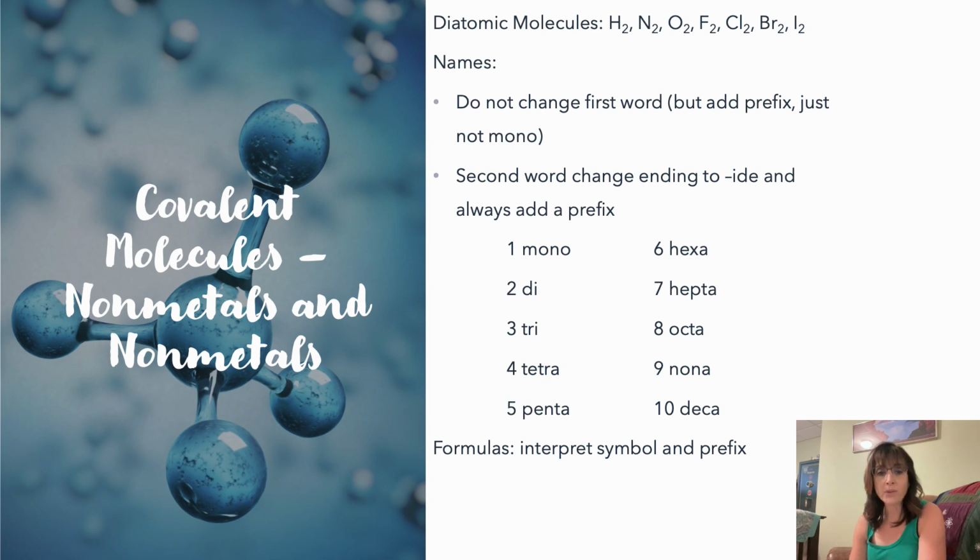When you write the formulas, it's really easy. You just have to interpret the symbol with the prefix. So nitrogen dioxide. Well, nitrogen's N. Dioxide, 2 O's, NO2. Yes, it is that simple.